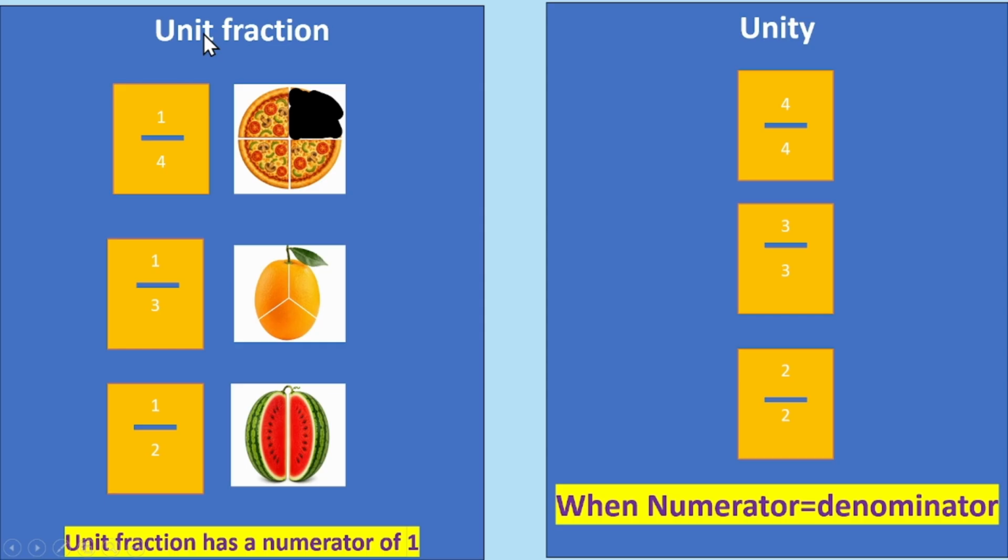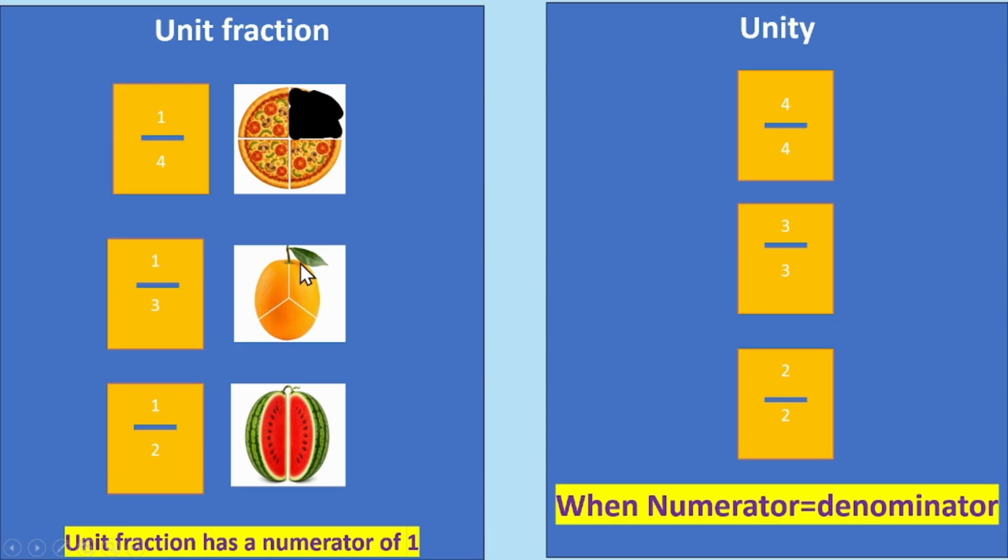Now, what is the unit fraction and what is the unity? The unit fraction is the fraction which has numerator with 1. This part shaded here is fourth or 1/4 or quarter. So this fraction has numerator with 1, so it's a unit fraction.